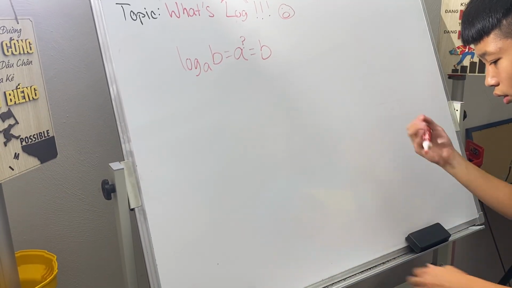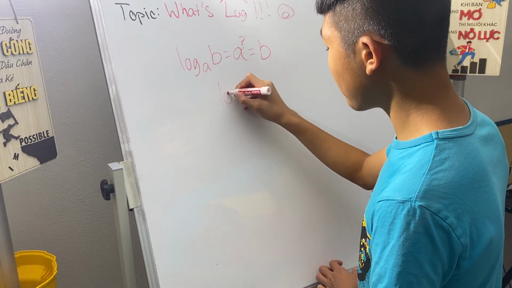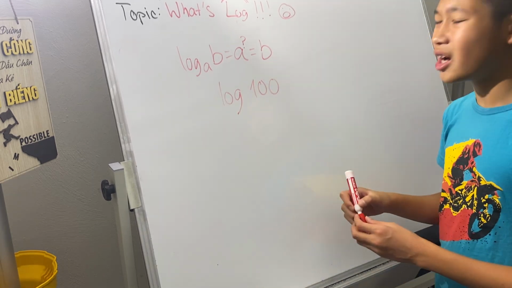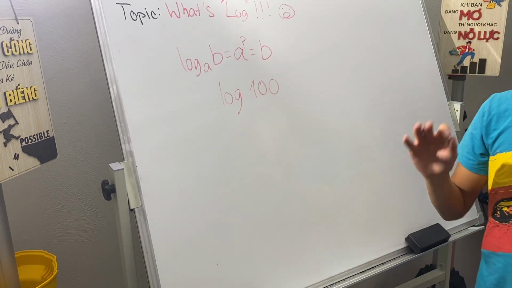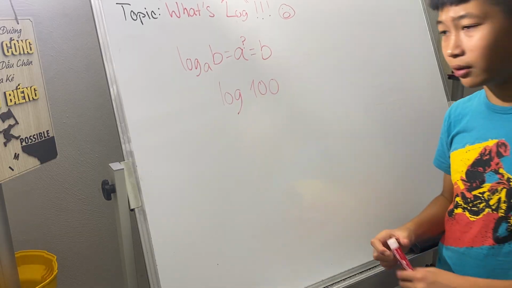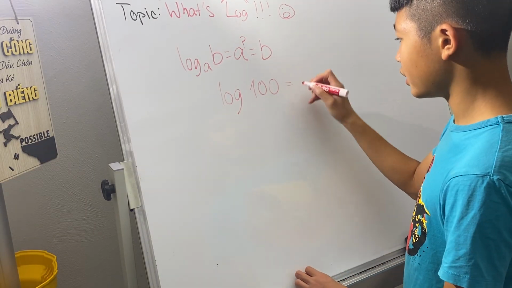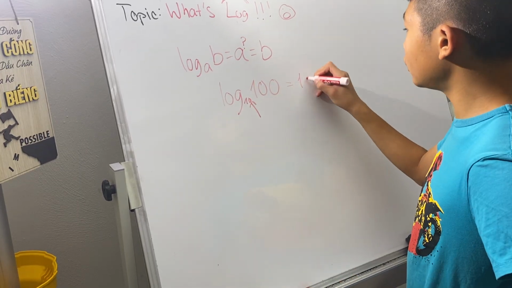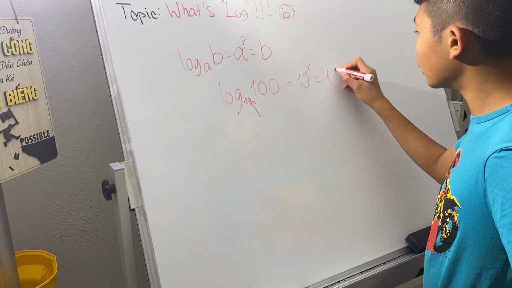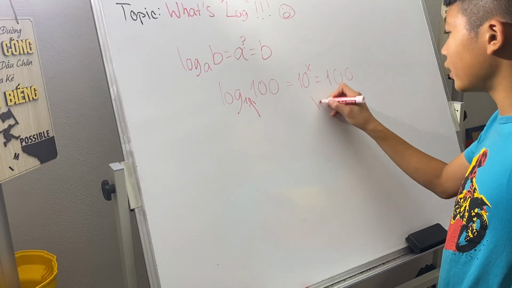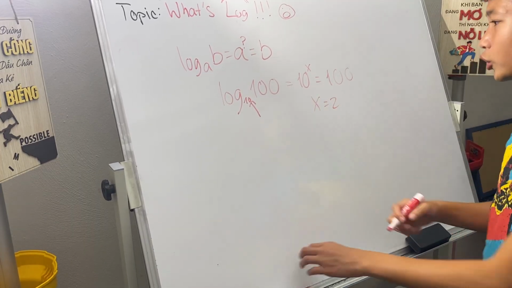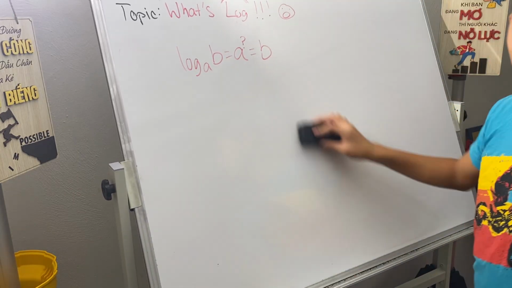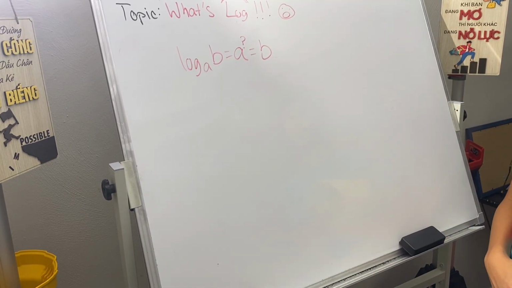What about log of 100? Now, there's no base, right? If you see no base, this means base 10. So basically, this is 10. So it's 10 to the what power equals 100? Well, it's 2, right? Very simple. So this equals 2. Okay? That's a lot of rules in exponential. I mean, logarithm.